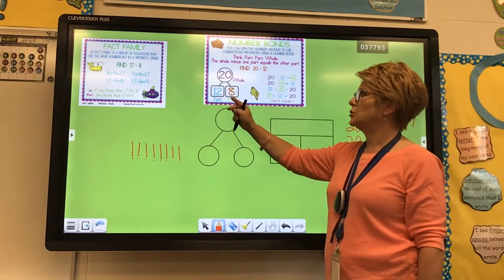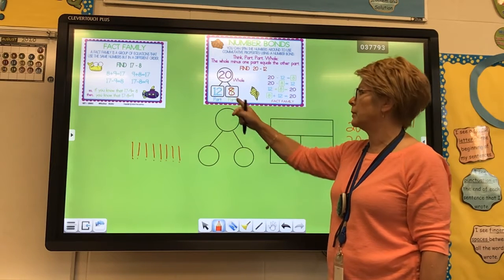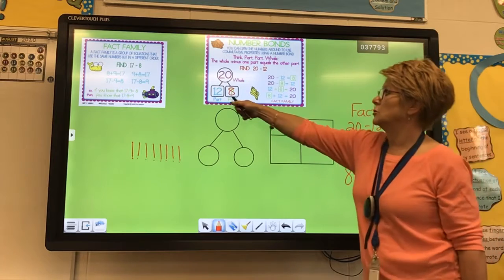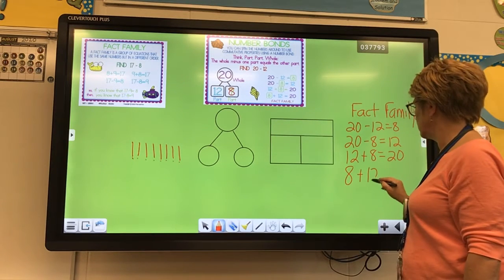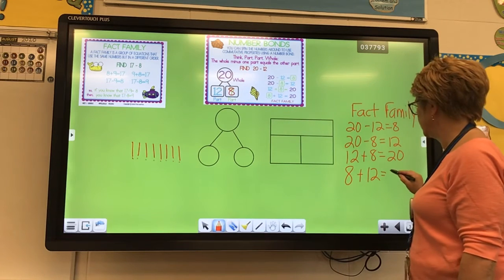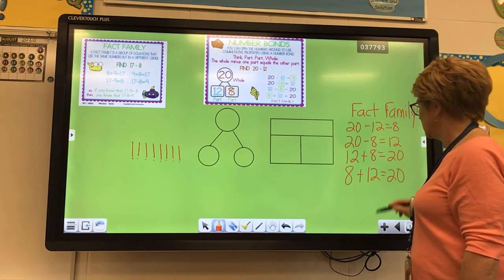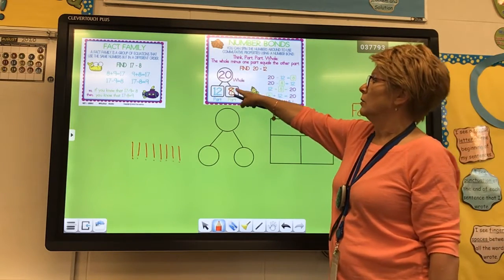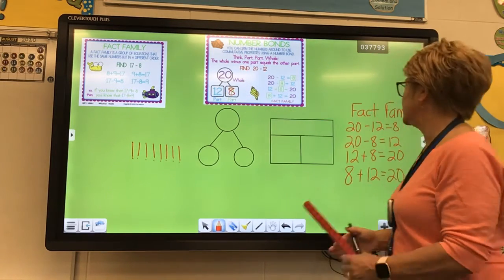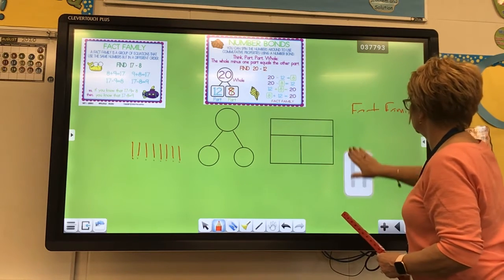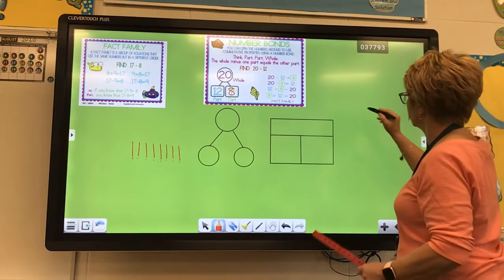Now I can switch it around and I can start with my 8 part first. So I can say 8 plus 12 equals, well, it equals the same thing, 20. So there's my fact family for that number bond. Let's try another one. And Mrs. Limon has, oops, I erased my fact family.